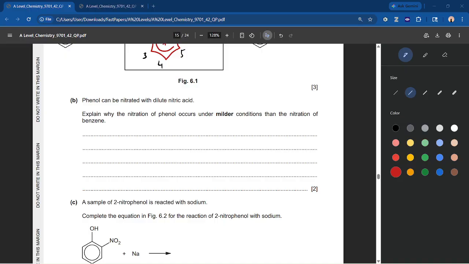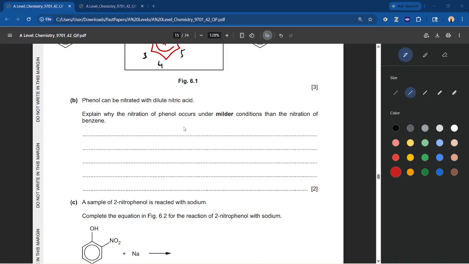I'm not sure I did a good job at explaining that, so let me just go through that again. The main thing you need to know for this is that the hydroxyl group that phenol has is a stronger activating group. And because it's a stronger activating group, it's able to increase the electron density of the benzene ring, and thus it makes it more reactive towards electrophiles. Because the oxygen atom of the hydroxyl group in the phenol has a lone pair of electrons that's donated into the pi system of the benzene ring.